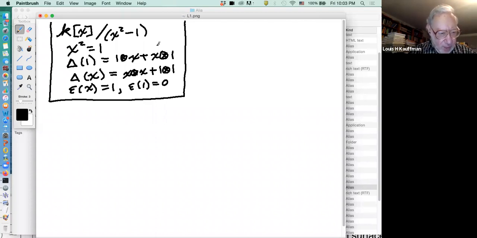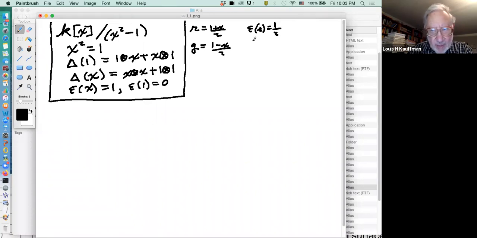For example, we changed basis so that R is equal to 1 plus x over 2, and that G is equal to 1 minus x over 2, and that will make epsilon of R equal to 1 half, and epsilon of G equal to minus 1 half. And then some other identities followed, which we worked out last week, and you can look at them yourself and check them out again if you're interested, but I'll write them down so we have them here.